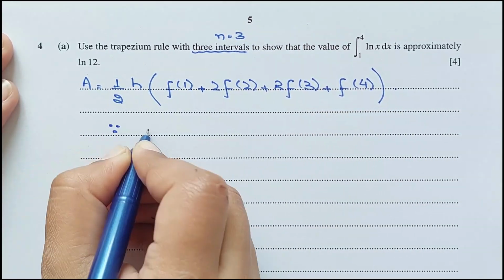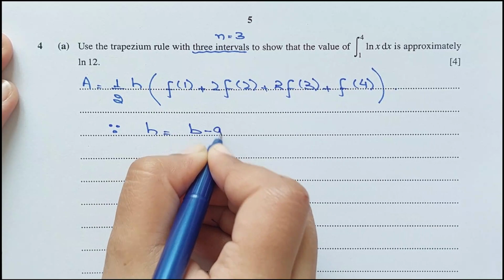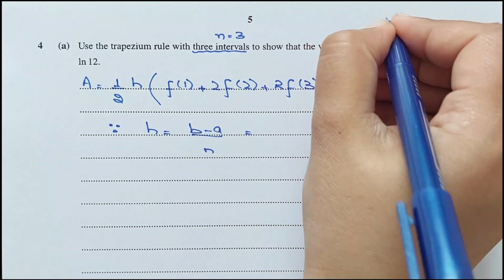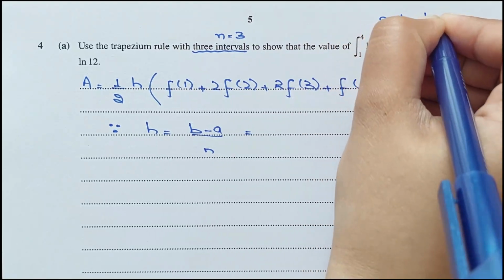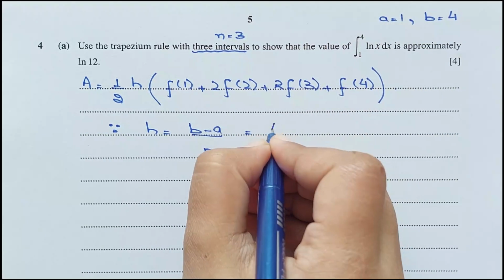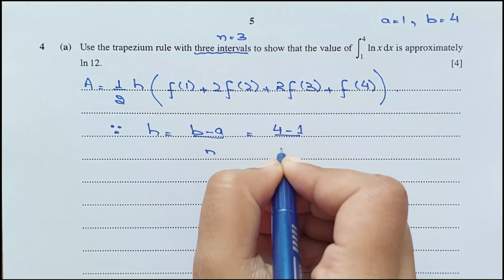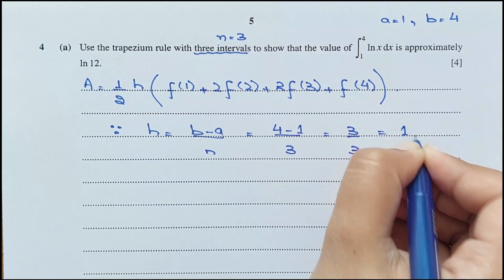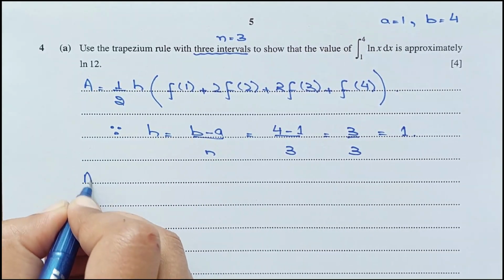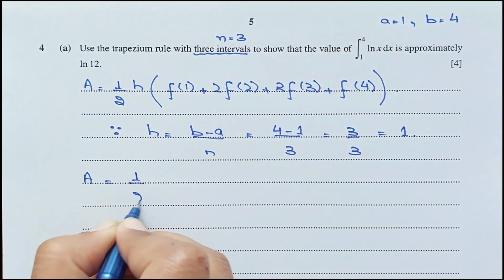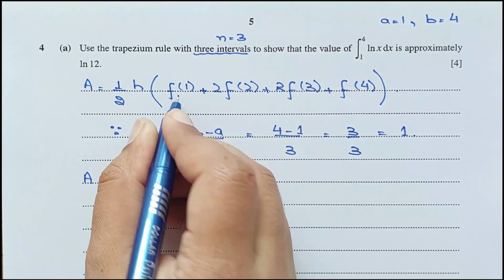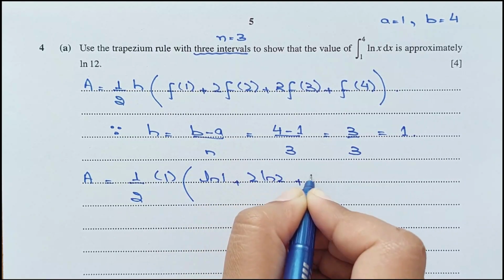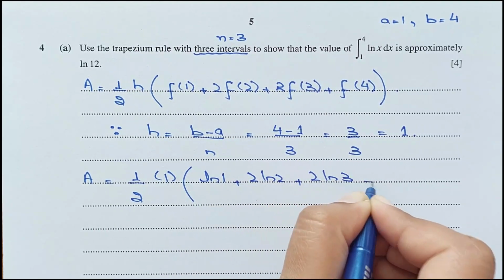And what is h? h is (b − a)/n. So a and b are the lower and the upper limits. So from here a is 1 and b is 4. 4 minus 1 over n, which is 3. So 3 over 3, which is equal to 1 in our case, right? So the trapezium rule is 1/2. The h value is 1. So ln 1 plus 2 ln 2 plus 2 ln 3 plus ln 4.